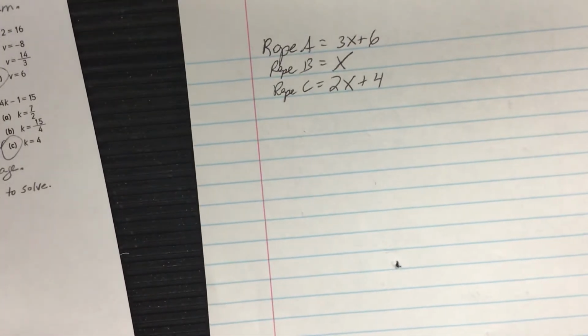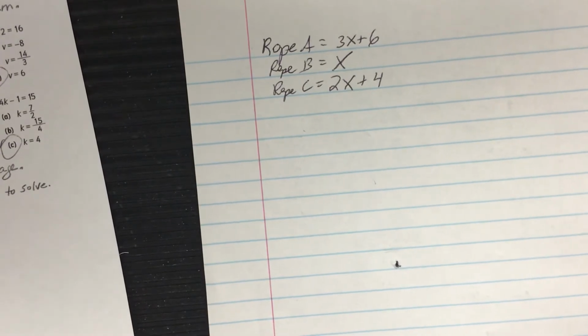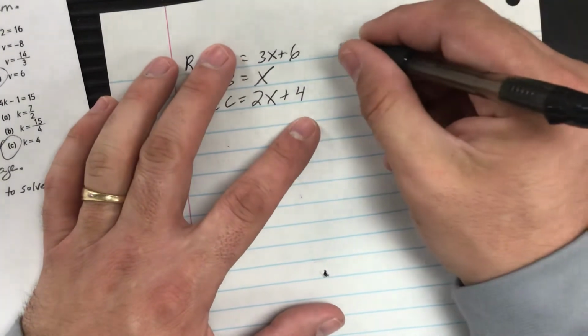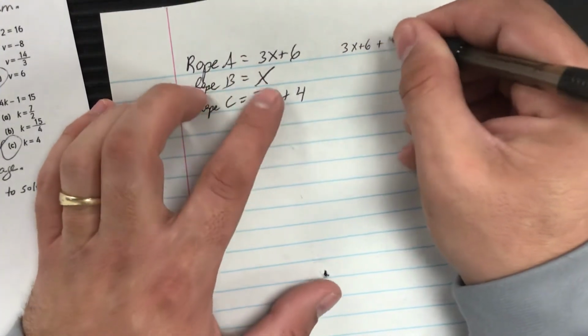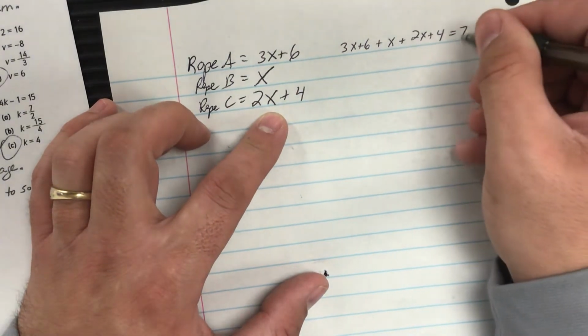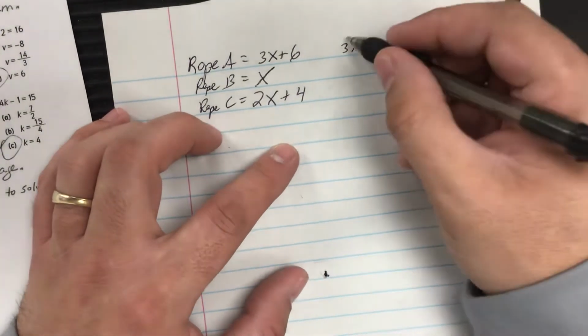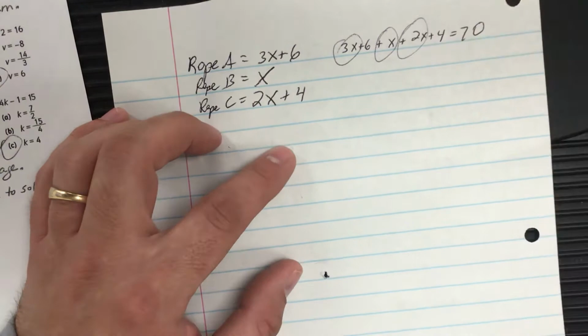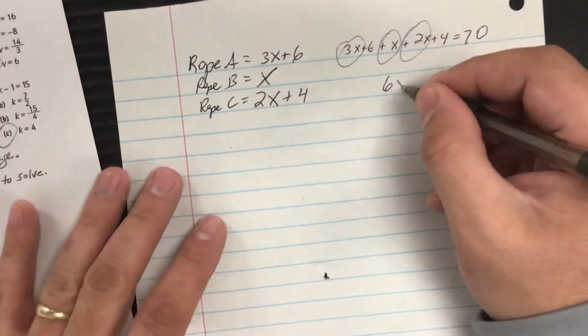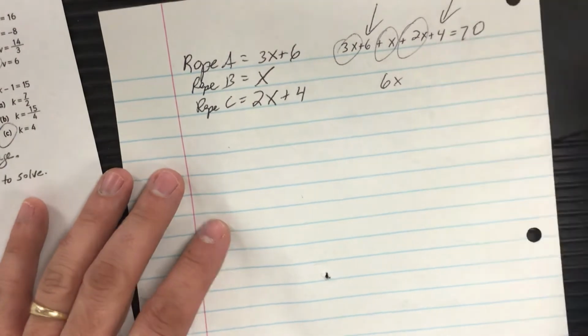Okay, now I'm ready because I know they all add up to 70. So I'm going to add all these up. 3x plus 6 plus rope B plus rope C equals 70. All right, so what's my value of all those x's? 6x. What's the value of the 6 and the 4? 10.